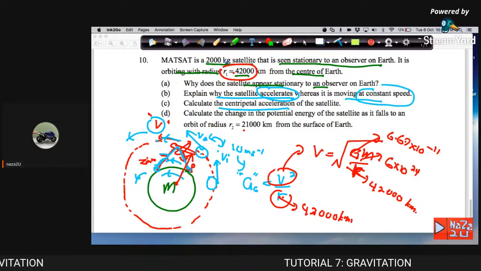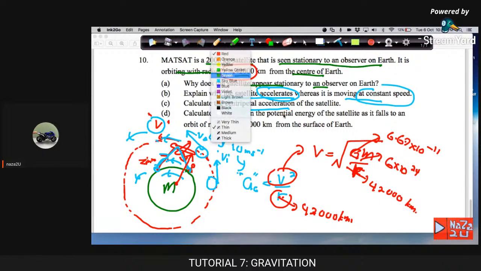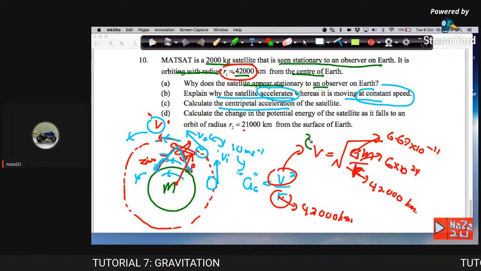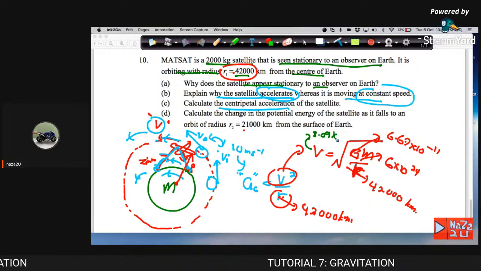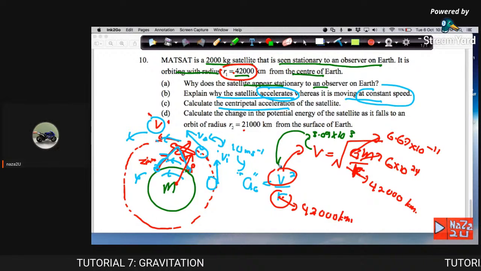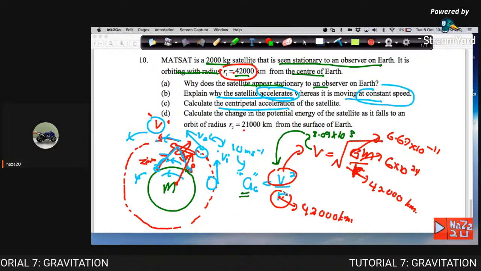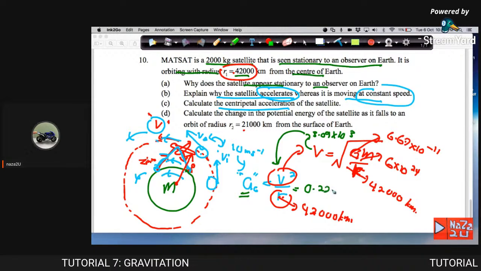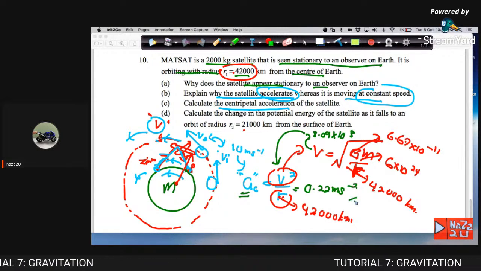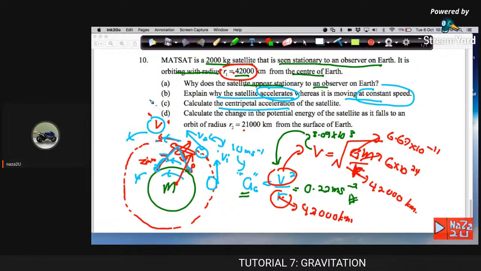So kalau kamu masukkan ni calculator sini, so kita akan dapat v here is equal to 3.09 exponent 3. Barulah kita masuk v ni ke dalam persamaan ini. So we can calculate the centripetal acceleration is equal to 0.22 meter per second square. This is number C.